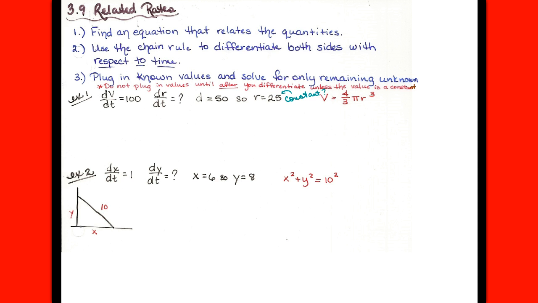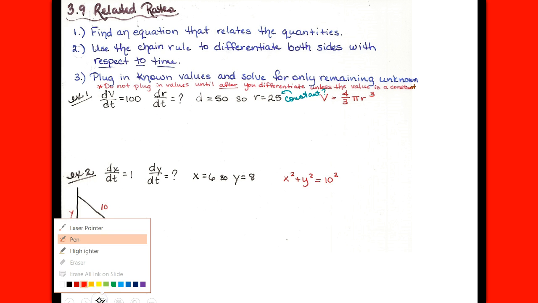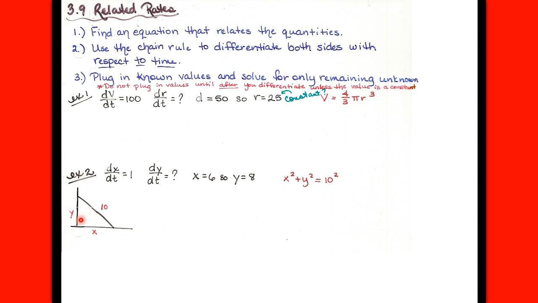So the idea behind related rates, as we're looking at applications of derivatives, is that derivatives are rates of change. And a lot of times those rates of change have a relationship to one another. That's what we're looking at, that relationship. So the first thing I'm going to need to do, when I read the scenario they give me, is find an equation that shows the relationship between those quantities.